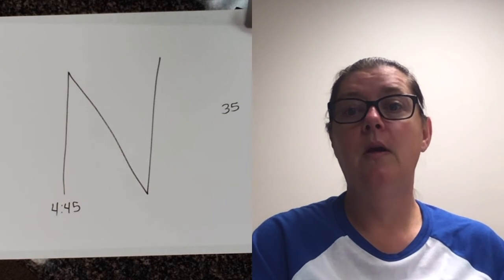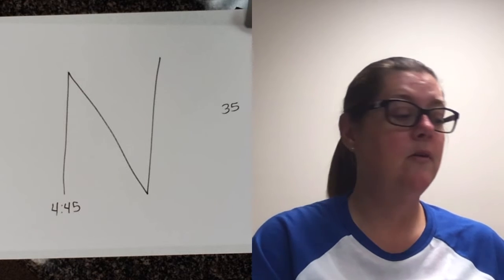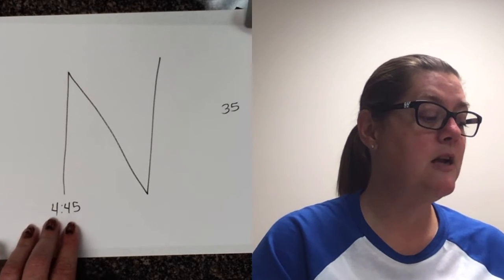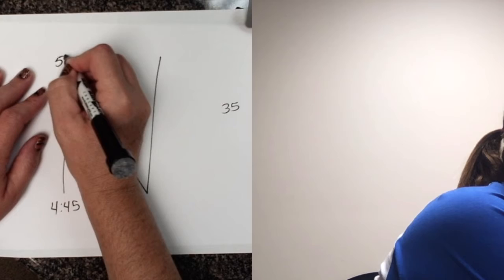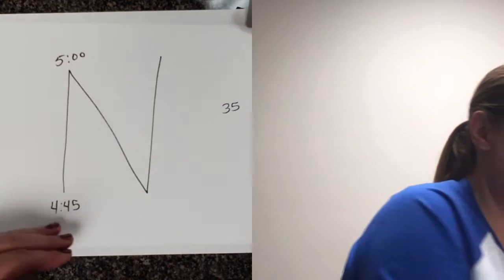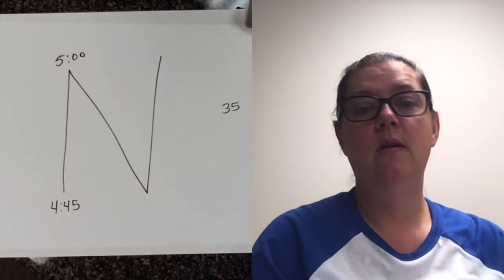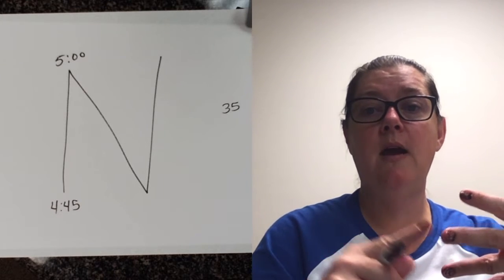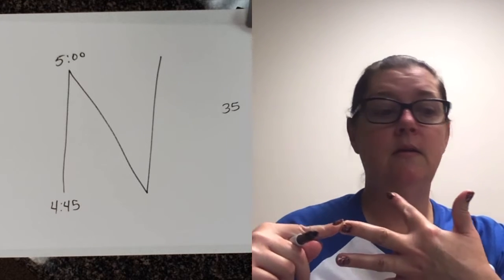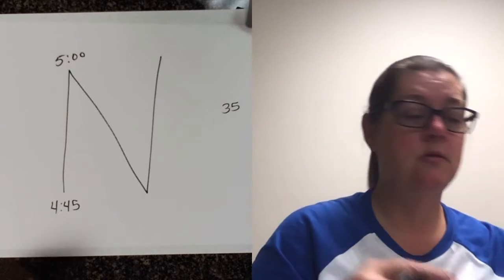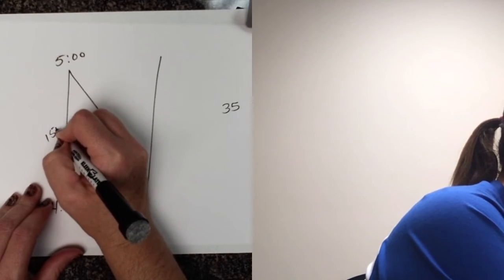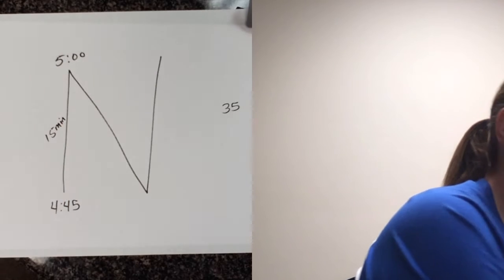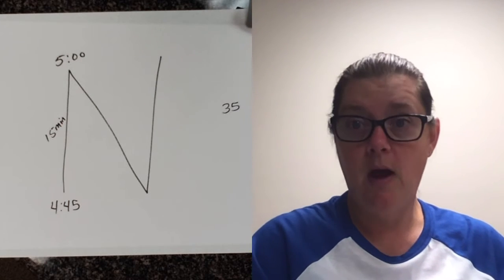So how do I do that? For my kids, I would talk about how much time has elapsed to get to 5 o'clock, and they would say, oh, well, that's 15 minutes. And they would count by fives: 45, 50, 55, and then 5 o'clock. It's 15 minutes. So this is 15 minutes. Now, how much more time do I need from the 35?